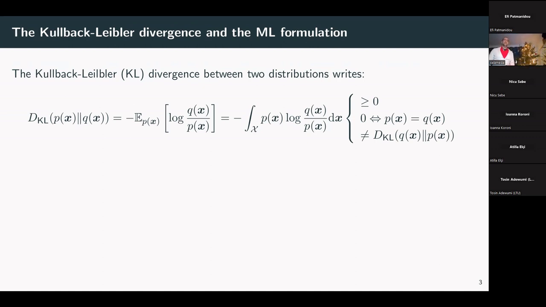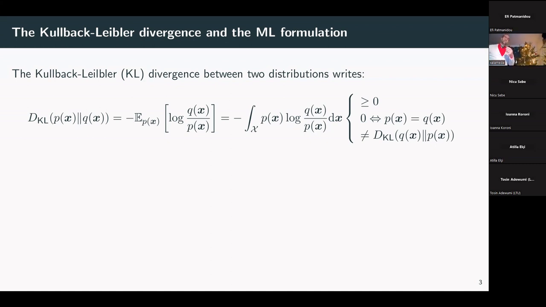This is comparing two distributions, and it has several properties that are interesting. One is that it is non-negative. Second property is that this Kullback-Leibler divergence is zero if and only if the two distributions are the same. And finally, this is a non-symmetric measure, right? So that's one of the reasons we call these a divergence.